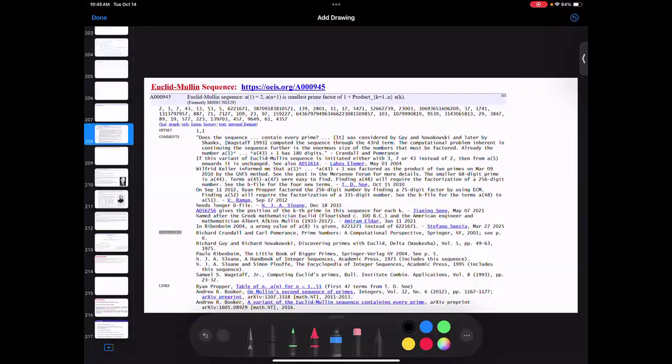Is it infinite? And the answer is yes, because we know every time we do Euclid's argument, it's either going to be a new prime or it's going to be divisible by a prime not on the list. So good, we know the list is infinite. What else might you ask about this list?